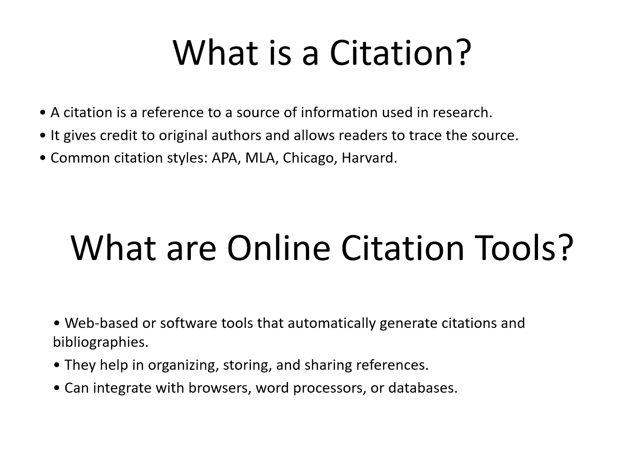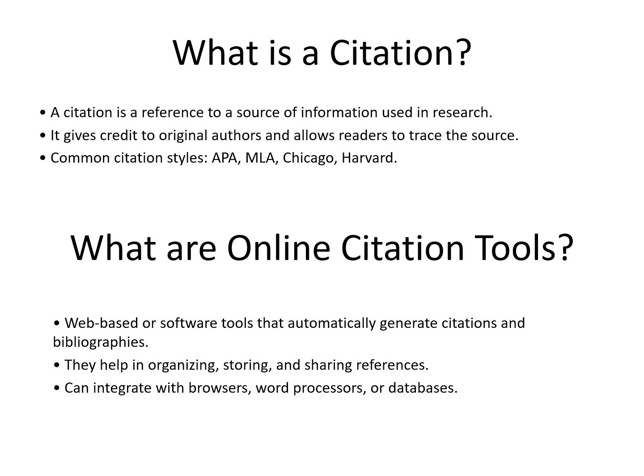Before we dive into online tools, let's understand what exactly is a citation. Citation is simply a reference to the source of information you have used in your research. It helps give credit to the original author and allows the reader to trace the source of your information. For example, if you have used a book or an article in your paper, you must cite it properly. There are different citation styles like APA, MLA, Chicago, and Harvard. Each has its own set of rules for how references are written.